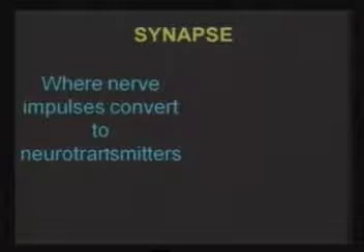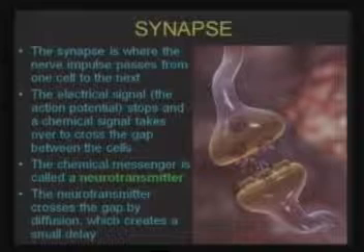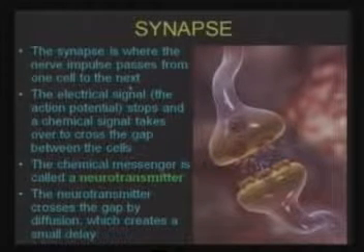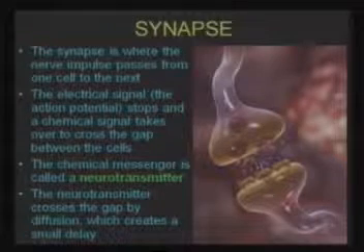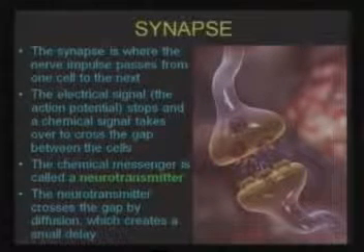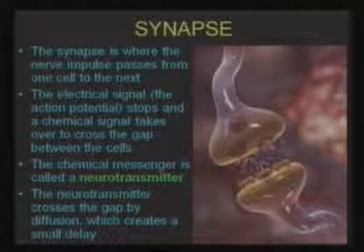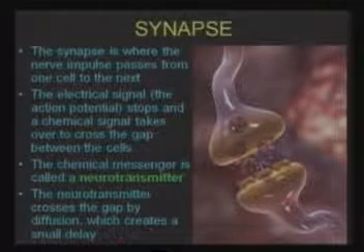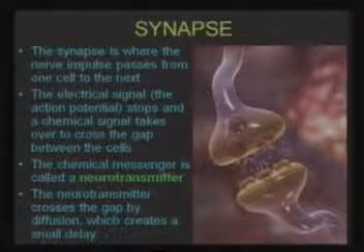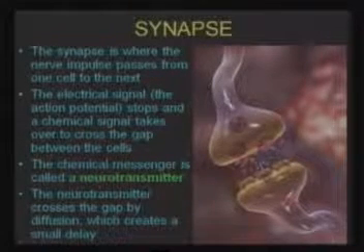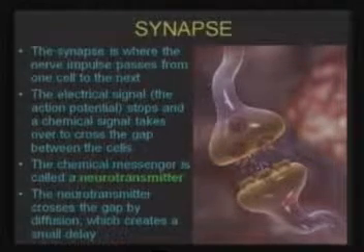is converted into a neurotransmitter. The synapse is where the nerve impulse passes from one cell to another. This is a synapse. This is pre-ganglion and this is the post-ganglion. So from here the electric signal is coming, and in the synaptic knob here there are vesicles, and this electric signal will change into a chemical signal through the neurotransmitter.